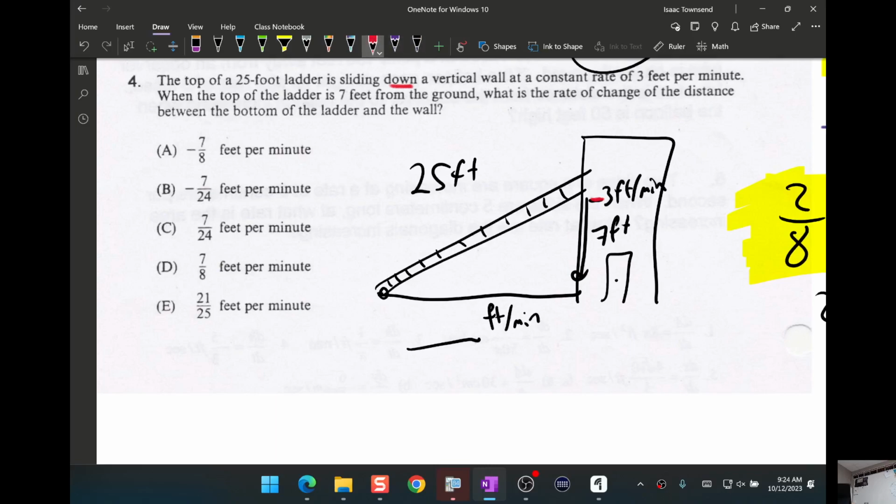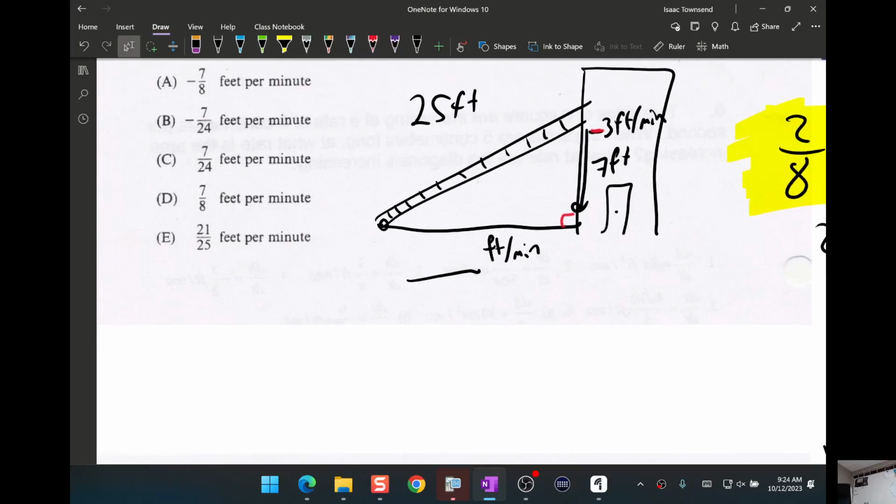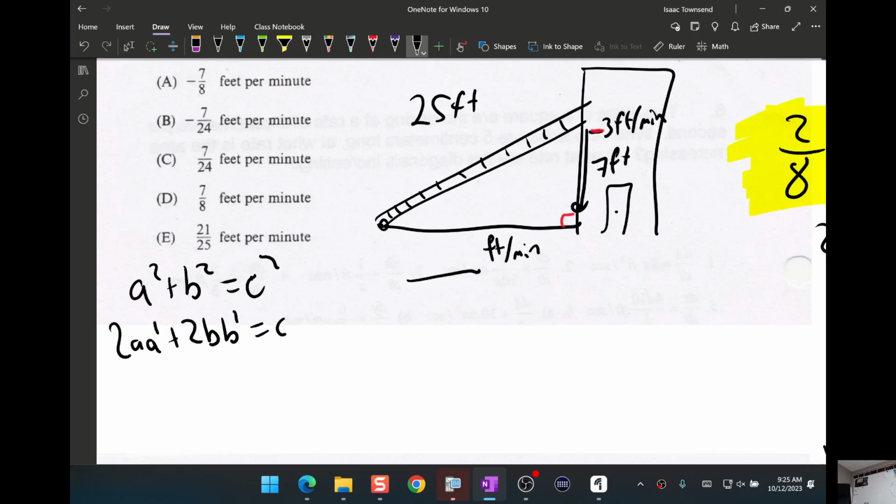Okay, so based on my picture, I'm guessing this is a right triangle type of question, so most of the time that's going to be Pythagorean theorem. Take the derivative with respect to time, so that's going to create a prime, b prime, and c prime. If you want to divide everything by 2, you can. It's optional. And then we can start plugging in some of our information.